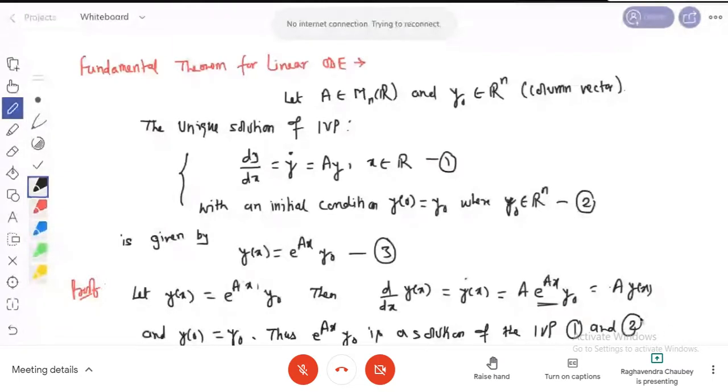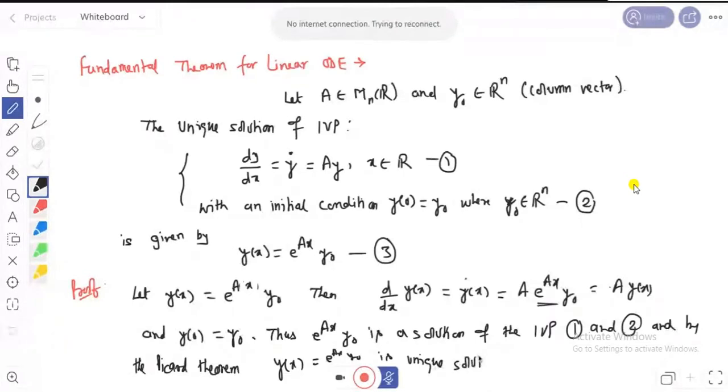Okay, and by Picard's theorem of uniqueness, this y(x) equals e to the power Ax y0 is the unique solution of your initial value problem 1 and 2.